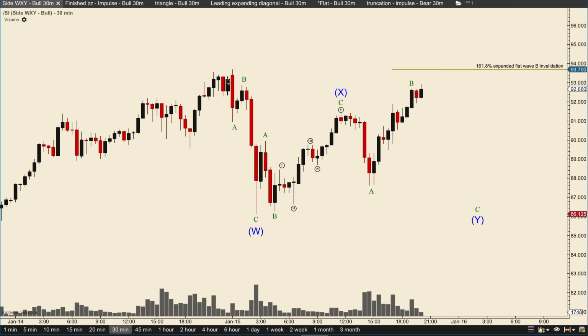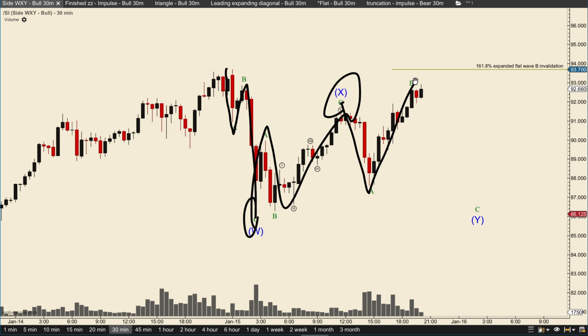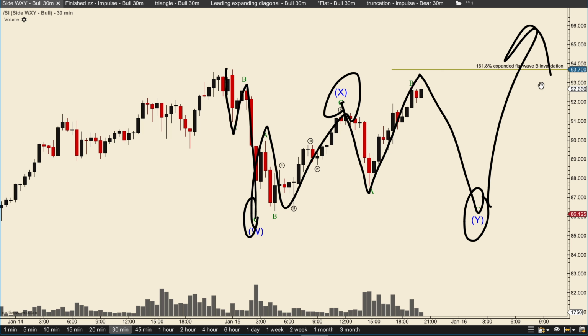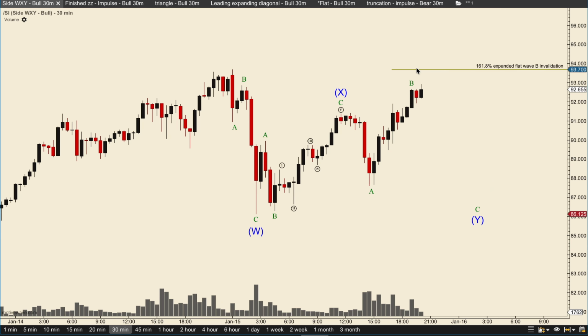Here we are counting this as a wave A, B, C, W, A, B, C, X, A, B, C into a Y, and then we move up to take out another high. And the invalidation here is the 161.8 expanded flat invalidation, because that's a very rare target for a wave B.